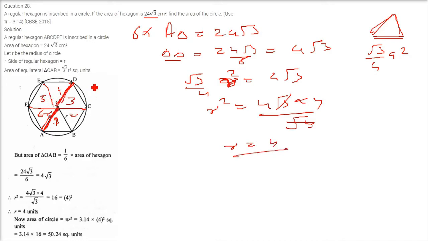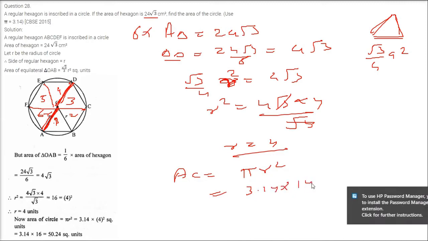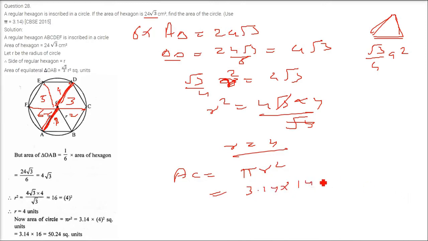Now we can find out the area of the circle. Area of the circle is simply pi r square. We know the radius. So pi is 3.14 and r square is 4 into 4, that is 16. And this is going to be 50.24 square units. Okay.